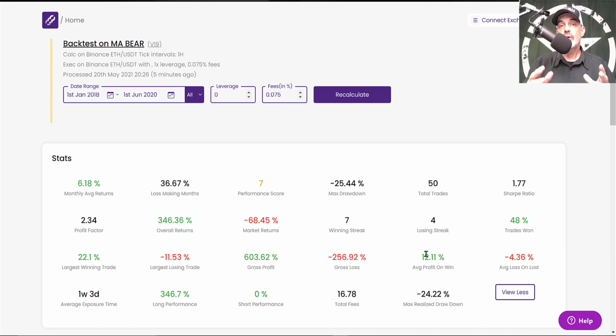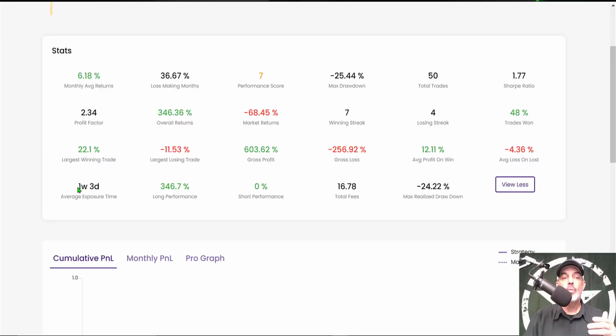Now, the next two figures are where I look at my risk versus reward. For me, I like to have a risk of 1 and my reward somewhere around 2 or 3. In this case, we have a risk of 4.36 and a reward of just around 12. So my average loss is about 4.5% and my average profit was 12, giving me a 1 to almost 3 risk versus reward ratio, just shy of 3. And then my average exposure time is up there around a week and 3 days, a week and a half. So you will hold your positions longer with this strategy.